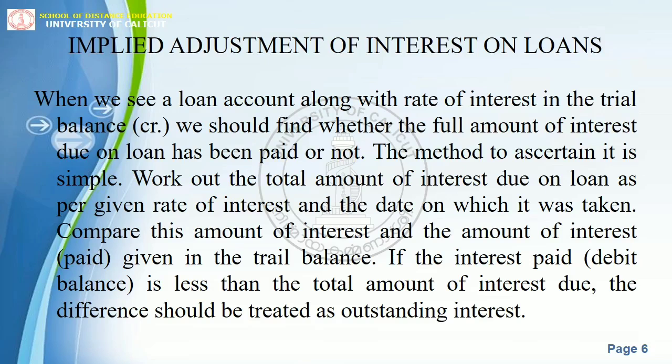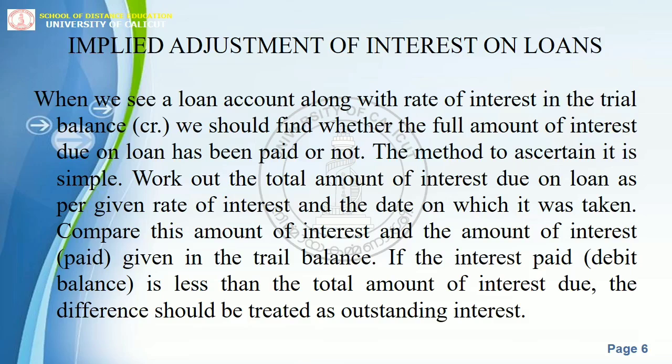Implied adjustment of interest on loans. When we see a loan account along with a rate of interest on the credit side of the trial balance, we should find whether the full amount of interest due on the loan has been paid or not. The method to ascertain it is simple: work out the total amount of interest due on the loan as per the given rate of interest and the date on which it was taken.